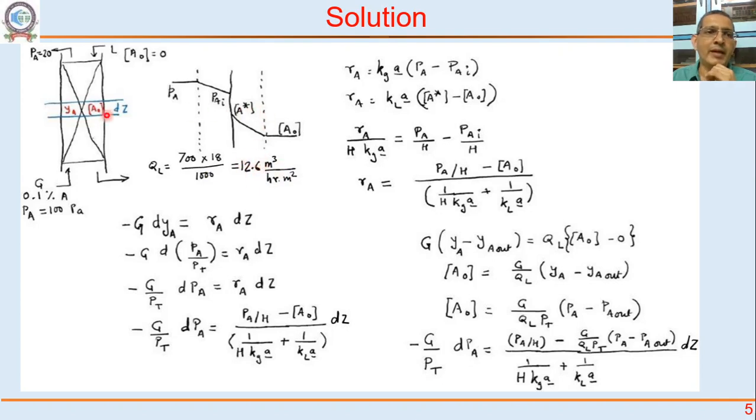At any location, if I draw the concentration profile, this is the gas side, this is your interface, this is the liquid side. Gas side mass transfer film, gas side mass transfer resistance, liquid side mass transfer resistance. This is the concentration profile, undergraduate stuff. Write RA in terms of mass transfer on the gas side, and RA in terms of mass transfer from the liquid side. Eliminate PAI and A star by using Henry's constant. You should be able to get this.